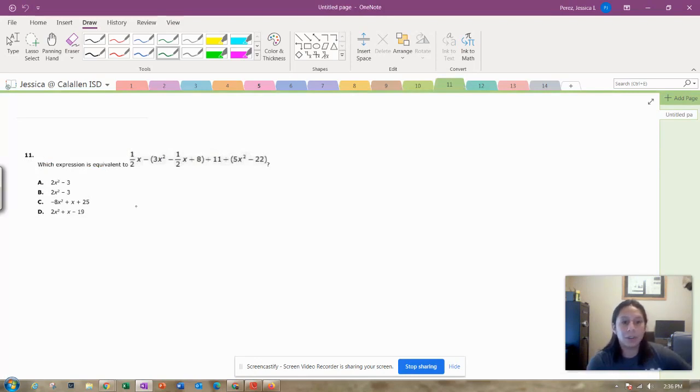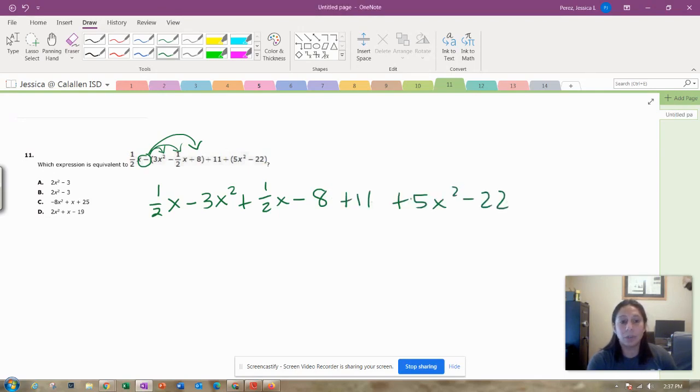Problem 11. Which expression is equivalent to all of this? Again, parentheses, we need to get rid of the parentheses. So half x is in the front, that stays the same. This minus changes all of our signs for everything inside this parenthesis. So that becomes a minus 3x squared plus half x minus 8. And then the plus 11 stays the same, and the plus 5x squared minus 22 stays the same.